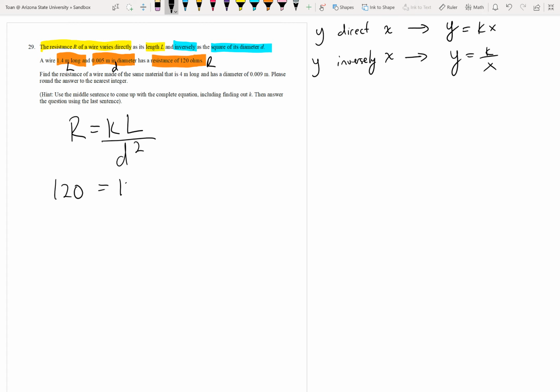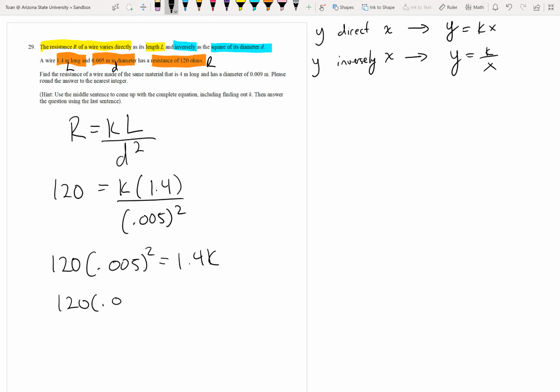12 equals k, the length was 1.4, over 0.005 squared. And then you just do math to solve for k. I don't know what 0.005 squared is, but I'm just going to leave it intact for now. So I'm going to multiply both sides by the denominator to get rid of it, and then divide by 1.4. So that's what k is.